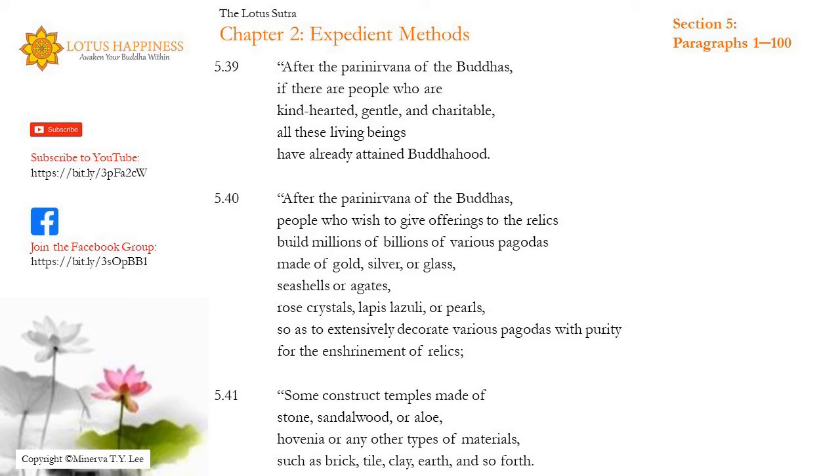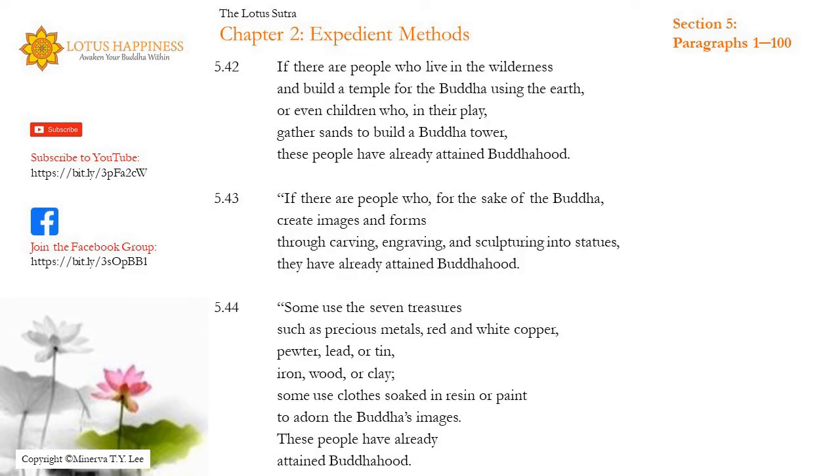For the enshrinement of relics. Some construct temples made of stone, sandalwood, or aloe, Hovenia or any other types of materials, such as brick, tile, clay, earth, and so forth. If there are people who live in the wilderness and build a temple for the Buddha using the earth, or even children who, in their play, gather sands to build a Buddha tower, these people have already attained Buddhahood.